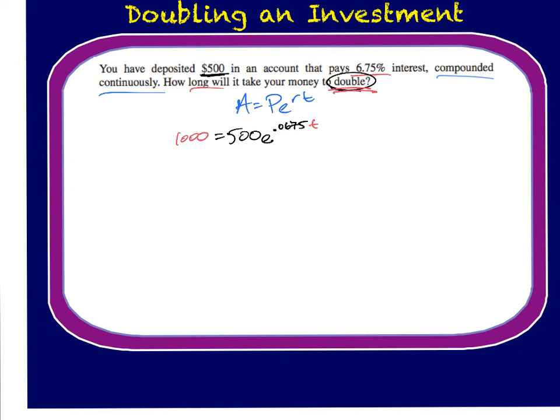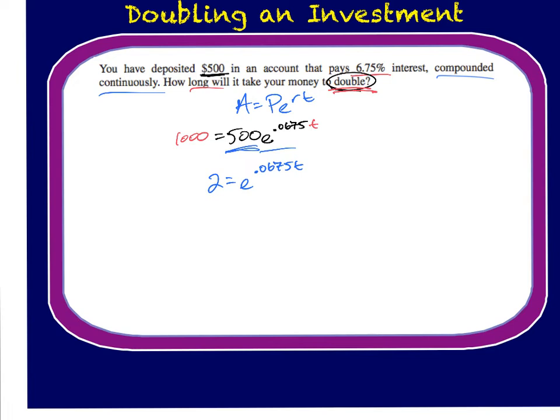If I said it would triple, it would be what? 15,000. Now, what's your first step? I need to get E to a number. What is my first step? What do I have to do with this 500? I need to divide by 500. And when I divide by 500, what do I get? 2. I get 2 is equal to E to the 0.0675 t.